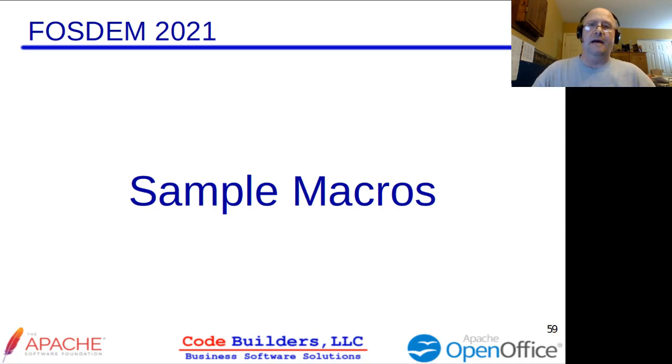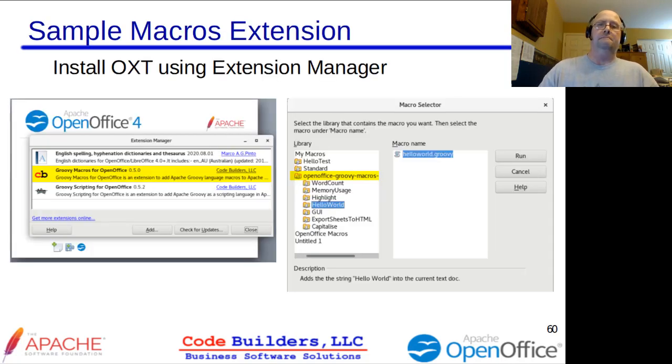So sample macros. This final extension is for sample macros. OpenOffice comes with sample macros in OpenOffice Basic, Python, Bean Shell, and JavaScript. I've rewritten the Bean Shell and JavaScript macros in Groovy and included them in an extension that you can install. But one thing about using it this way is the macros are packed in the OXT file and you can't edit them. So if you want to play around with the code, I recommend copying and pasting the text from the GitHub project into your own macros.